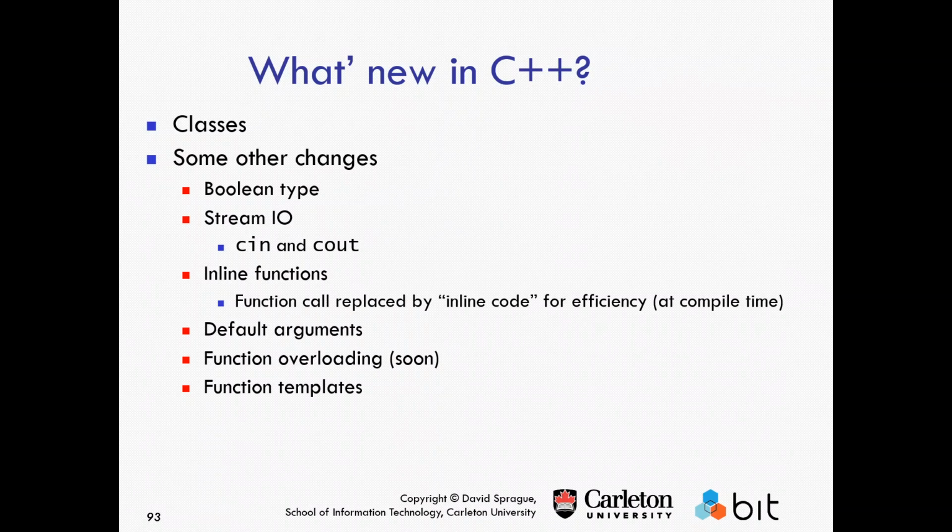You have 0 and not 0. That exists in C, but you never had a Boolean data type, true or false. Now we actually have that data type. It doesn't really make that much of a difference in your lives, but you have it now. You didn't have it before. We have cin and cout, which we didn't have before, and we looked at that. That's with those double arrows versus printf and scanf.